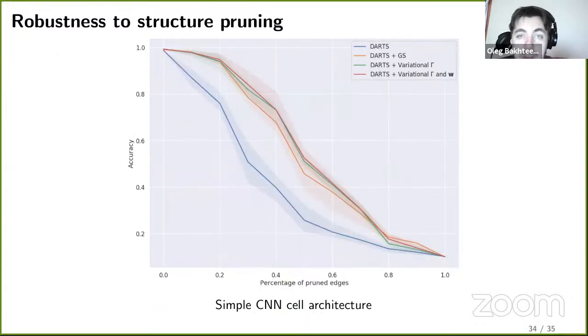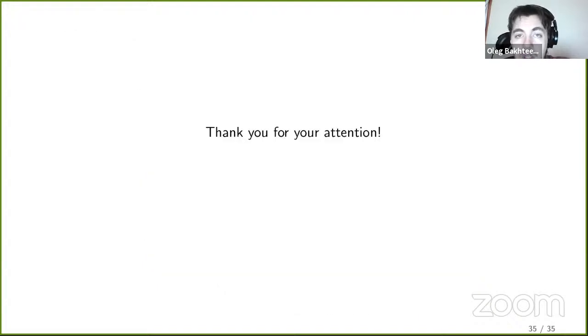So for the structure pruning, we randomly pruned some edges from our model. And as we can see, if we use Gumbel softmax instead of softmax, or we use the variational approach, we also obtain more robust architectures than the naive DARTS one. So this leads me to the end of my presentation. If you have any questions, I would be glad to answer them.